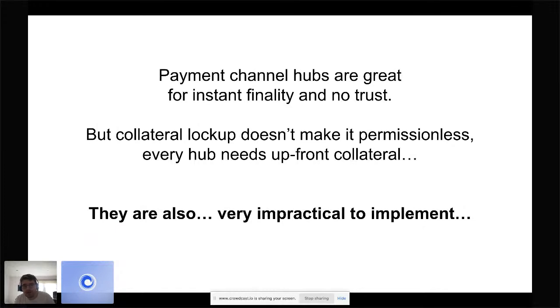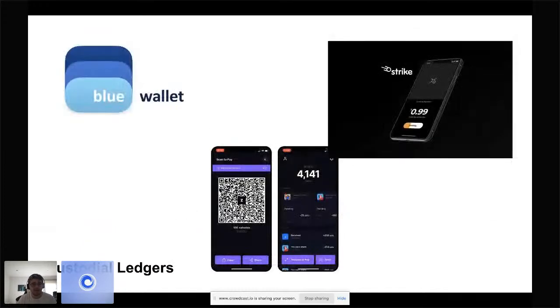But the collateral lockup doesn't make it permissionless because not everyone can be a hub. To be a hub requires upfront collateral, and a lot of collateral to be a very good hub. Over the years, what we've seen is that they're just not very practical to implement. And so what happens is that all these layer 2 Lightning wallets are custodial.